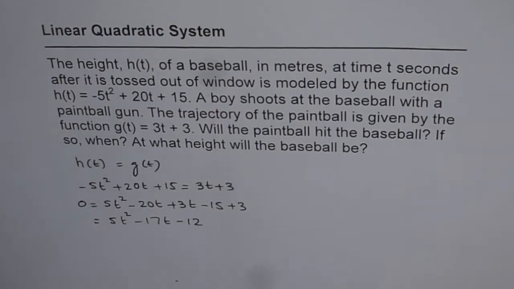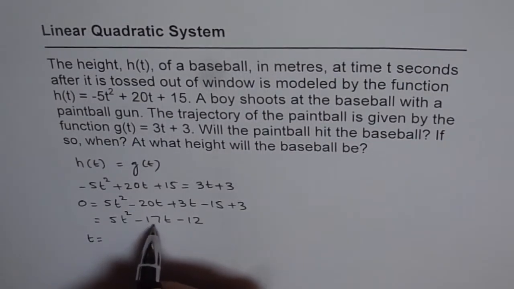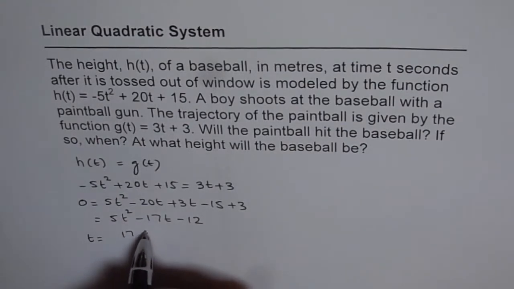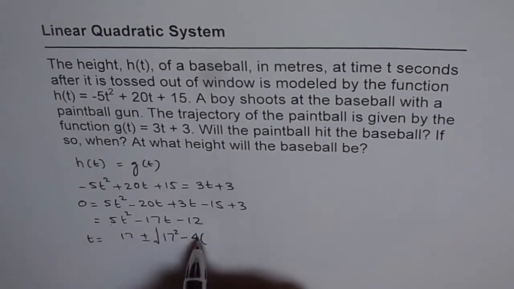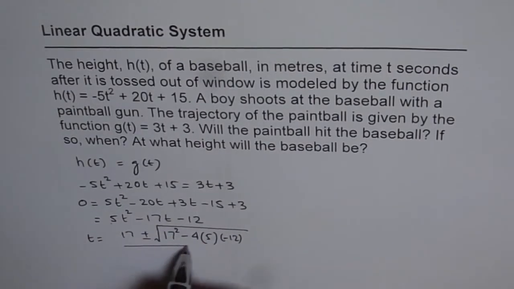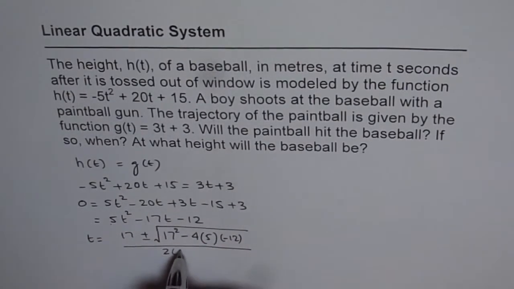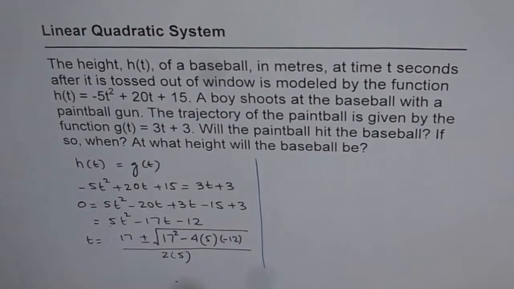Now we can factor this, or we can use quadratic formula to get the answer. So let's do quadratic formula for the time being. For quadratic formula, we know t equals minus b, which is minus of minus 17, plus or minus the square root of minus 17 squared minus 4 times a, which is 5, and c, which is minus 12, divided by 2 times a, so 2 times 5. So that is the quadratic formula. Now let's try to calculate t from here.